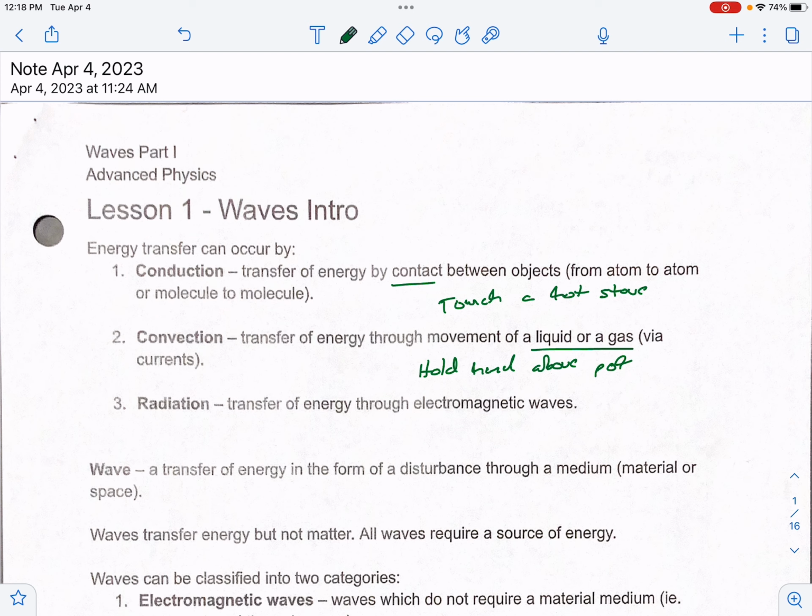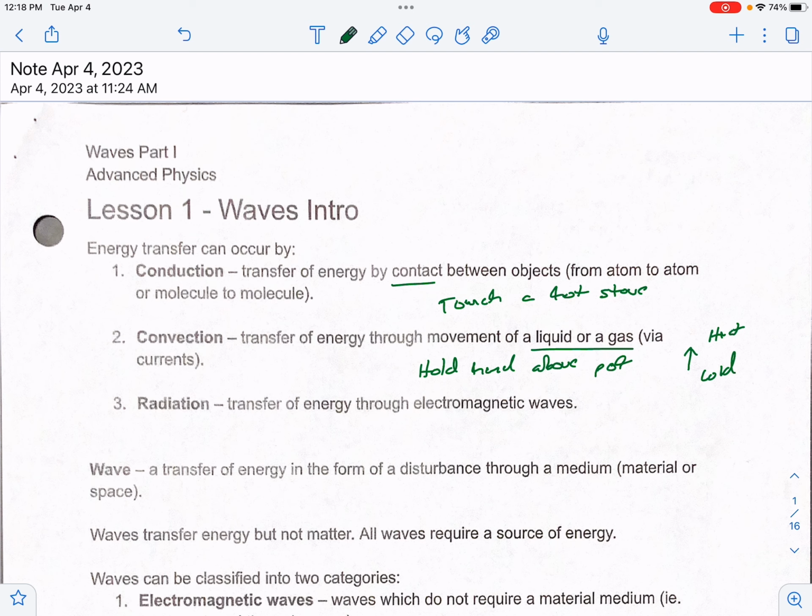Convection is usually directional, so that means it usually goes upwards, like heat rises and cold stays towards the bottom. So convection is just that transfer through air or liquid, usually directional.